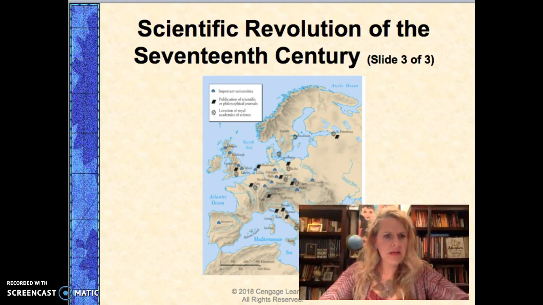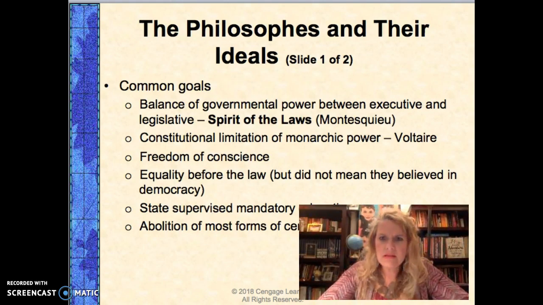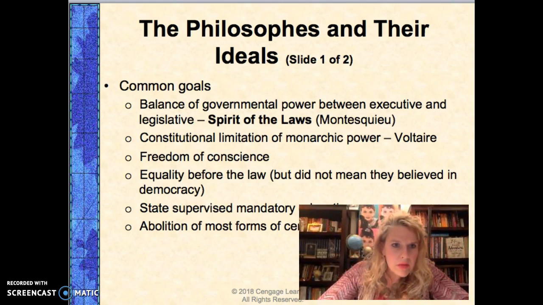Okay, let's keep going. The philosophies and their ideals: balance of government, constitutional limitation of monarchy power, freedom of conscience. Everyone was really saying that liberty was a human right, but oftentimes monarchs took it away from the individual. Okay, mandatory education, abolish all forms or most forms of censorship. Okay, where'd we go here?